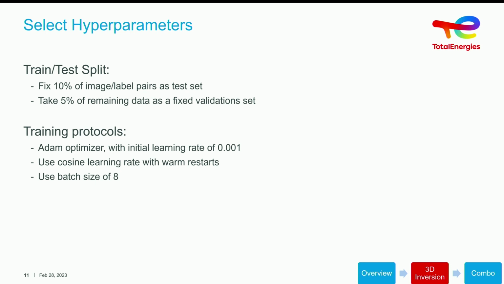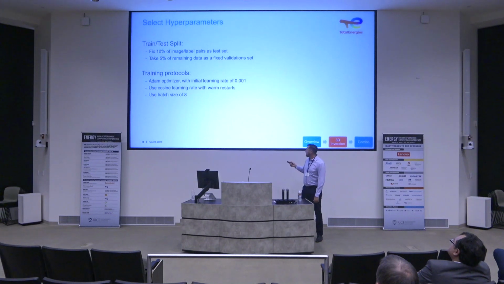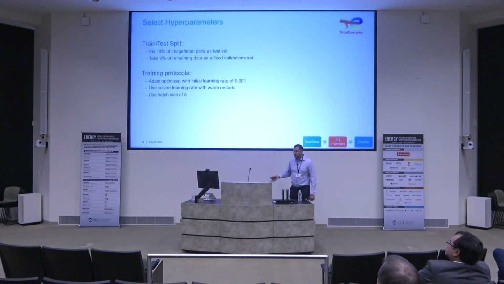a training data set. And then as for our protocols and hyperparameters, we'll select the Adam optimizer, set the initial learning rate to 10 to the minus third, use a cosine learning rate with warm restarts. We found this one actually did really help a lot with training, and then select a batch size of 8, and all other hyperparameters are left at their default values.